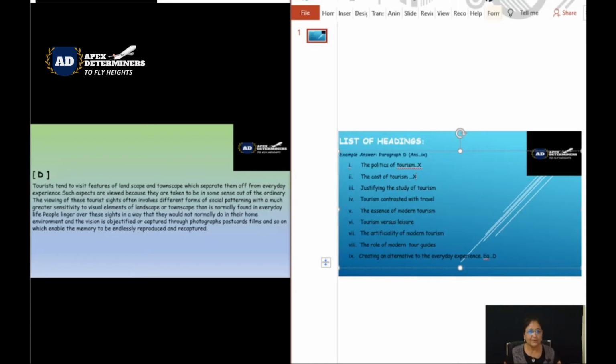Okay. Now we go to the fourth one. The fourth one is tourism contrasted with travel. Now what's the meaning of contrast? That means difference. What is the difference between tourism and travel? According to our understanding, tourism, if you want to go on a tour, you have to travel. And what is the difference between both of these? They're going to definitely give us a paragraph about that. So that I am not going to eliminate.